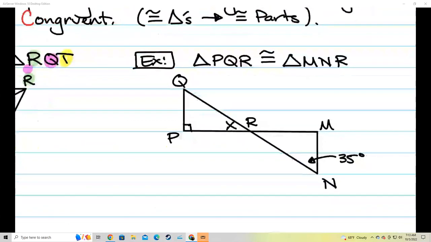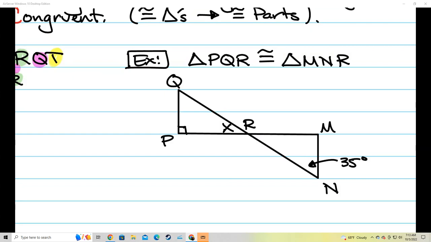The next one's going to be a little bit cleaner. I can match them up just like I did before. I know that the first letter matches up with the first letter because they already told me that. So P matches up with M. I know that the second letter matches up with the second letter, so Q matches up with N. And I know that the third letter matches up with the third letter, therefore R matches up with R. So when I'm looking at this triangle, I should be like, oh, okay, this is PQR in that order, the exact same thing as MNR in that order. Okay, how are we going to do this? I want to solve for X.